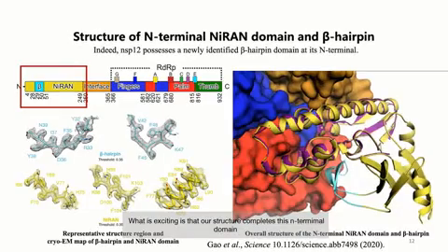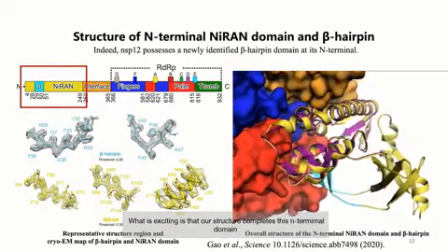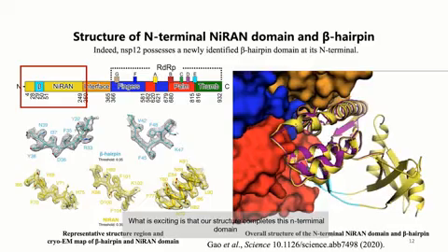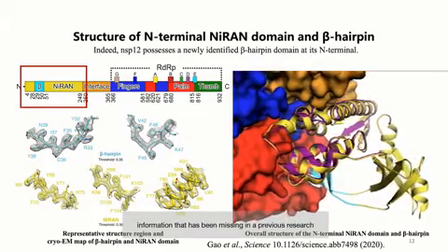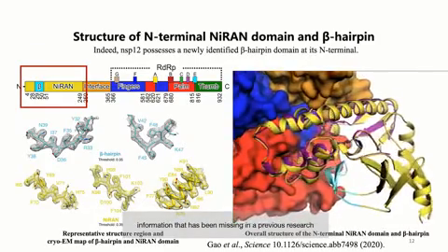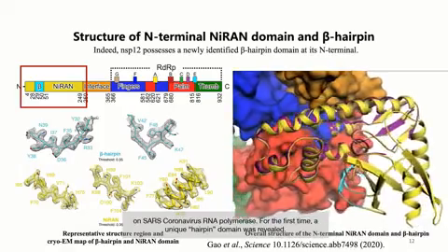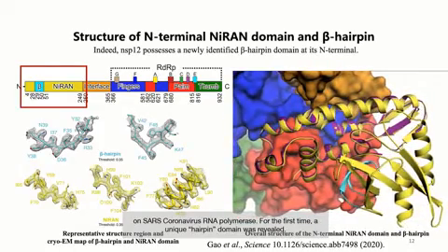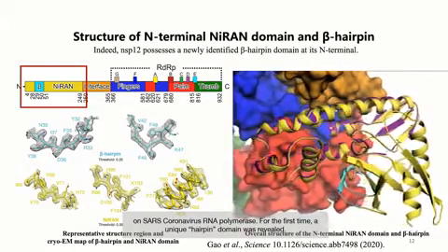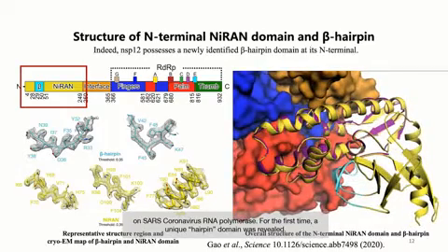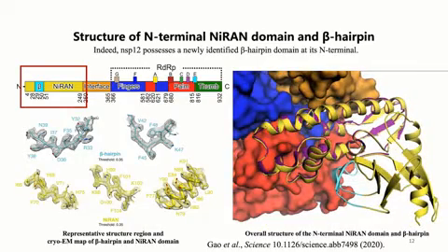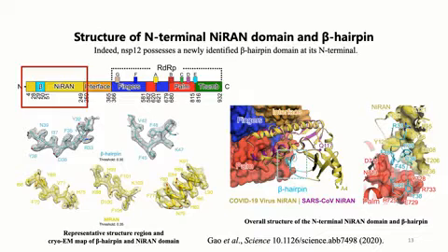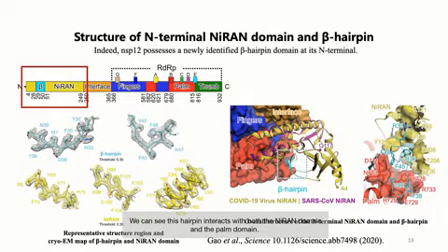What is exciting is that our structure completes this N-terminal domain information that has been missing in previous research on SARS-CoV RNA polymerase. For the first time, a unique hairpin domain was revealed. We can see this hairpin interacts with both the NiRAN domain and the palm domain.